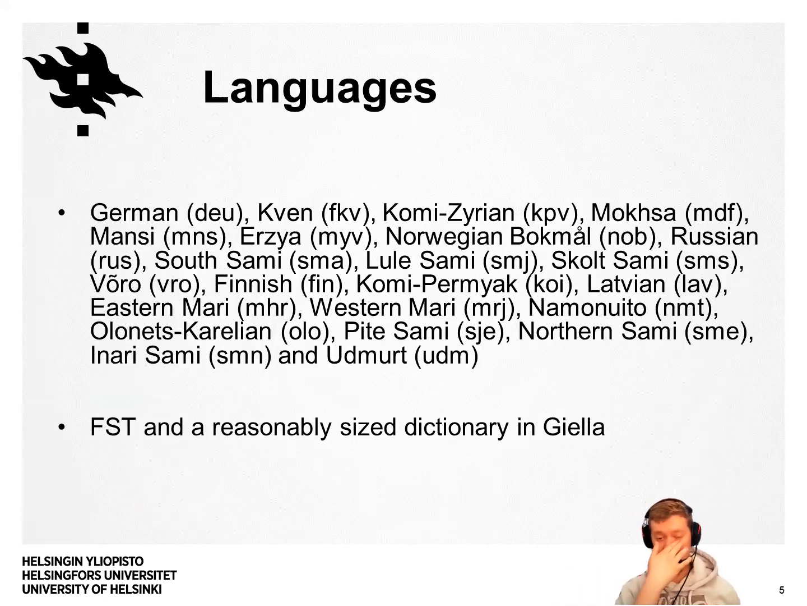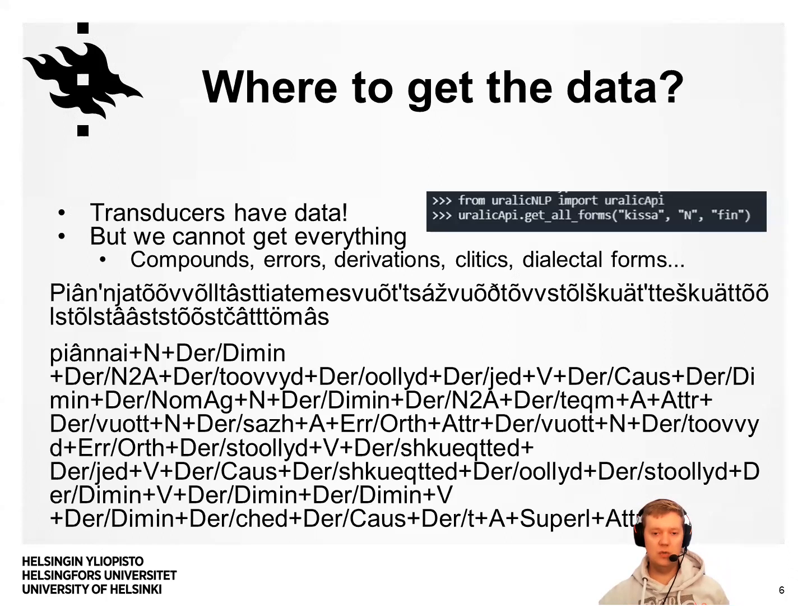So we are doing this in multiple languages. We mainly took all the languages that were supported in Giella that had an okayish FST, and had a reasonably sized dictionary available in their dictionary platform. As you can see, some of these languages are bigger ones, like German, Russian, Finnish, Norwegian Bokmål, Latvian, and then we have a bunch of smaller languages, Kven, Komi-Zyrian, Moksha, Mansi, and so forth. So a whole bunch of languages that share the same tag set, so we should be able to do things.